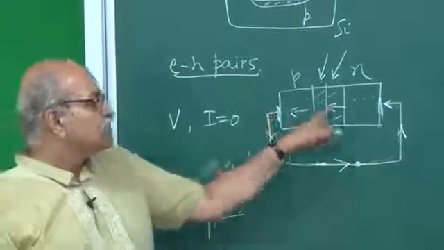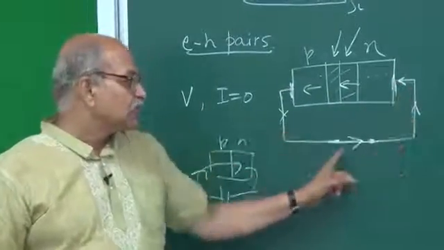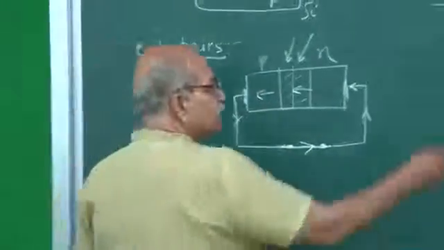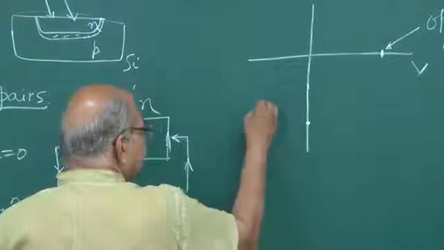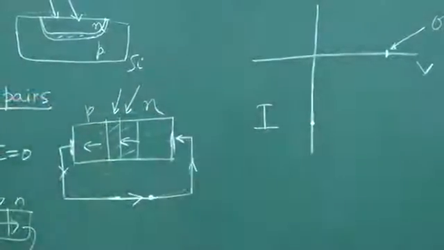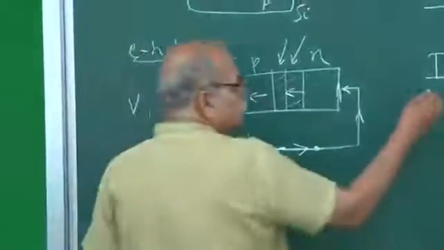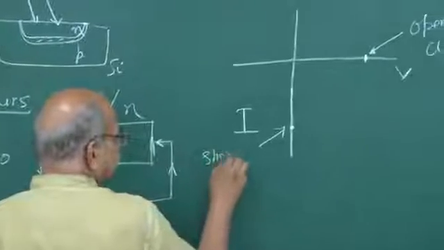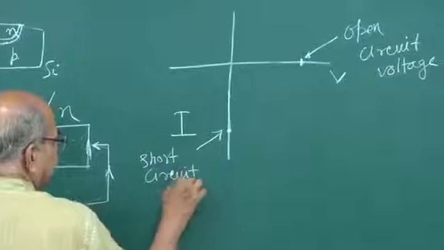What is the potential drop here? The potential drop is 0 because there is no resistance. So on this characteristic, this point will be somewhere here. I have a current and the potential difference is 0. Since we have short circuited, this current is known as the short circuit current.